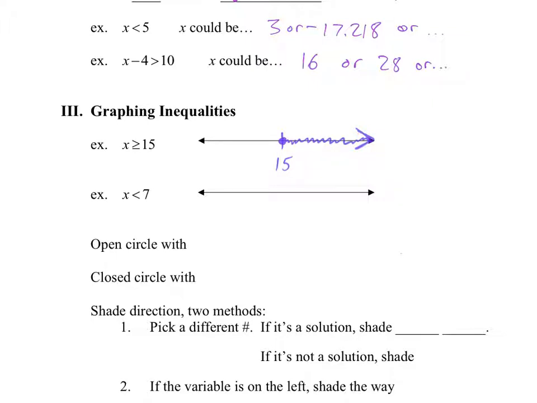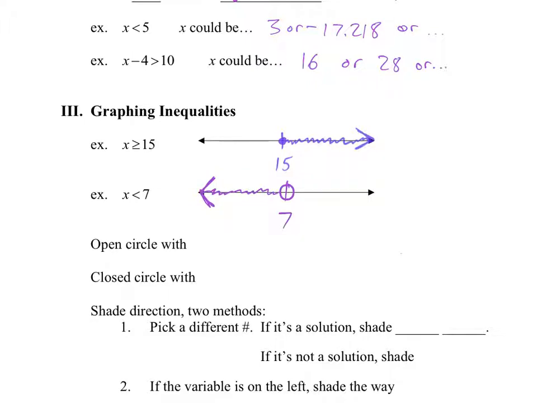Okay, then the next one. Our boundary is going to be a 7. Does the solution include 7? No, just everything smaller than 7. So we do an open circle on the 7 and shade to the left. And we do the big bold arrow on the end so our mean teacher doesn't mark us off.